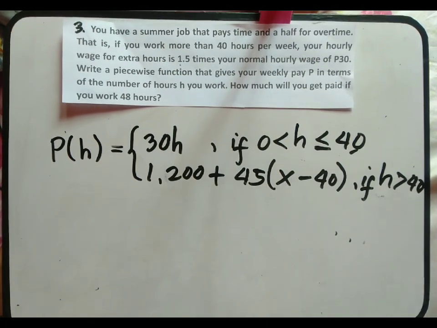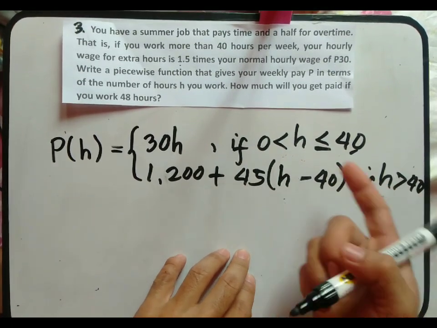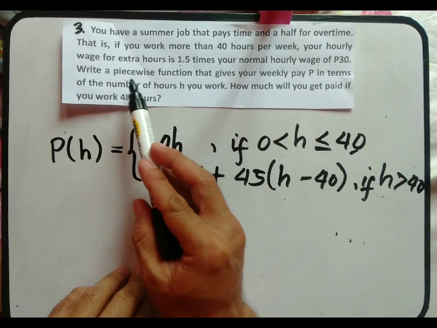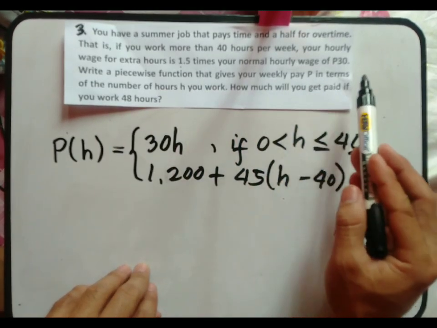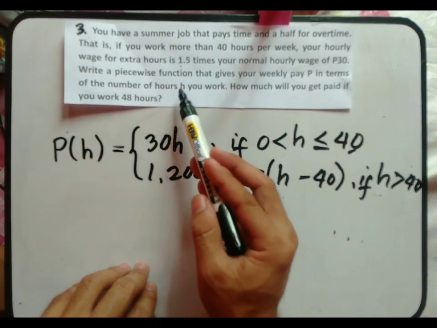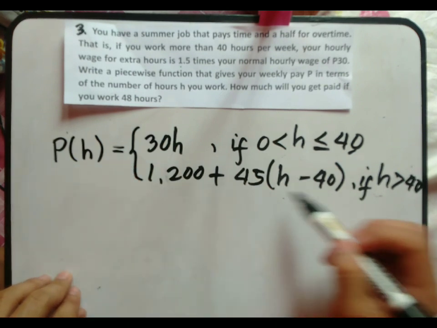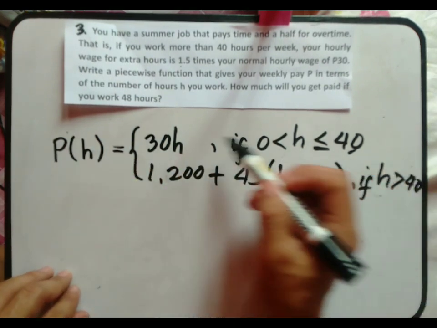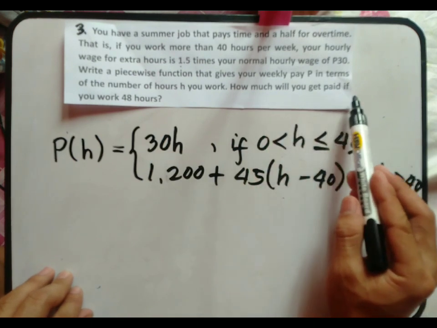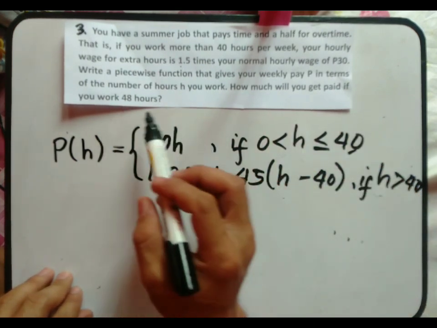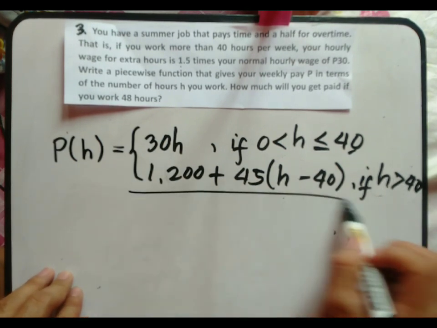Kasi nakalagay dito sa ating given problem, write a piecewise function that gives your weekly pay P in terms of the number of hours H you work. Okay, so ito na yung ating answer sa first question. And the next, how much will you get paid if you work 48 hours? So 48 hours is greater than 40. Then, the second function yung gagamitin.